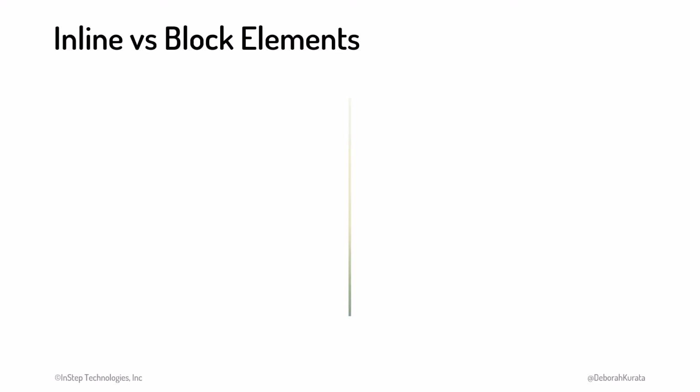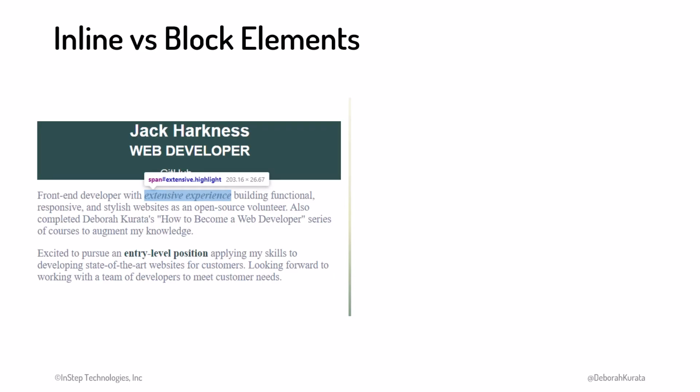By default, HTML elements are either inline or block. Inline element boxes display horizontally, in line with other content. Span, anchor, and image are inline elements. The italicized text here is within a span element and is displayed in line with the other paragraph text.